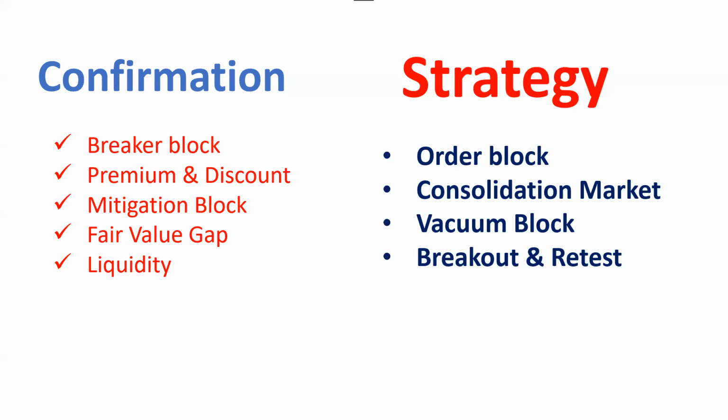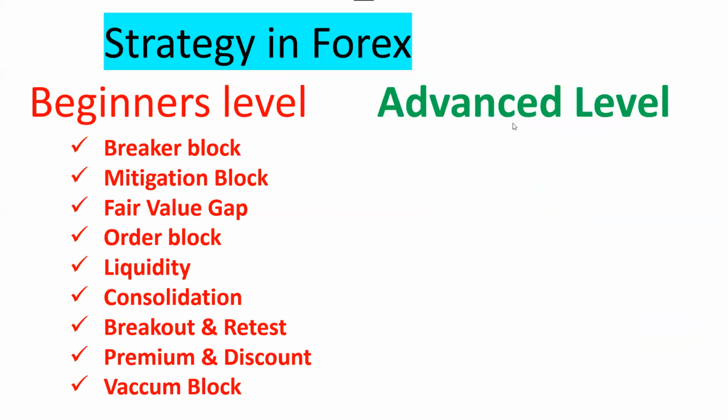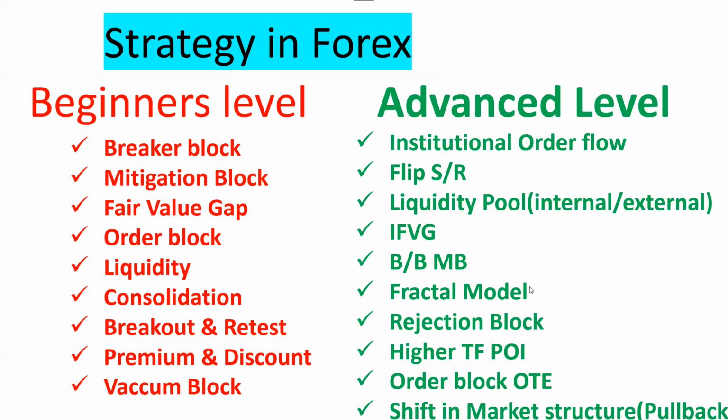And here comes the strategy. At the beginner level, we use these kinds of strategies like order block, consolidation, vacuum block, and breakout and retest. These are the strategies at beginner level. Okay, then what comes in the advanced level? That's what I have shown before. These are the points I am covering in the advanced level. This is again a big one. We must see it in real time, then only can we analyze and understand, or else it is not that efficient in trade.